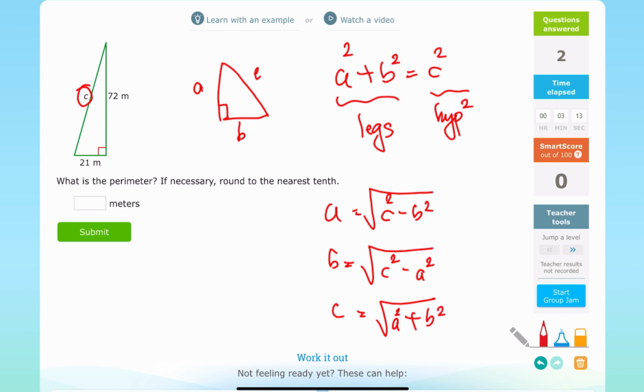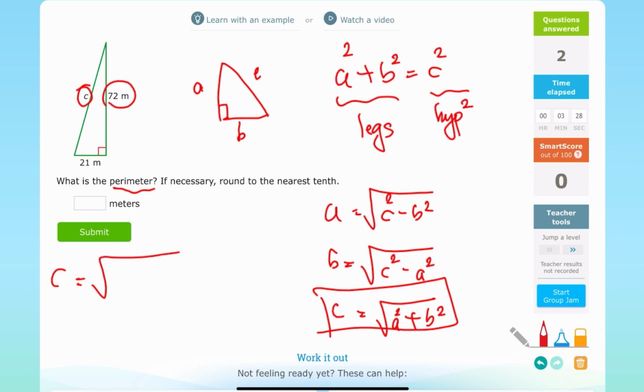So here the question is to find C first, then it is asking us to find the perimeter, which would be the sum of all three sides. We can use this shortcut to find the value of C, where C equals the square root of, I'm going to take 72 as A, so 72 squared, plus our B is 21, so 21 squared. We can put this in a calculator and that will give us the final answer. So C equals 75.